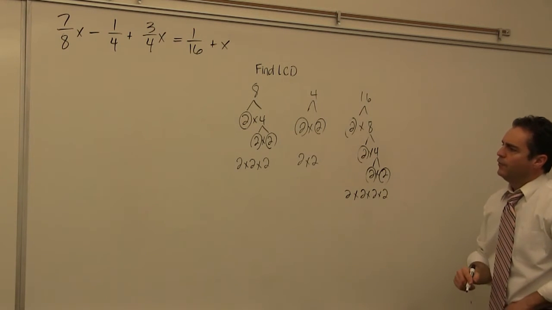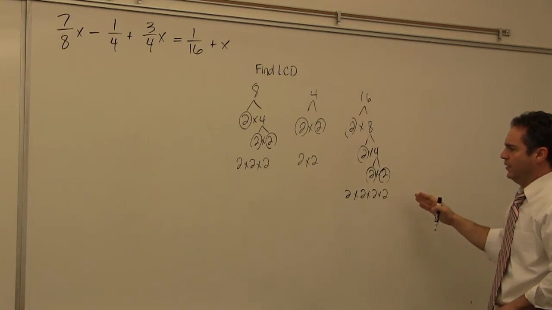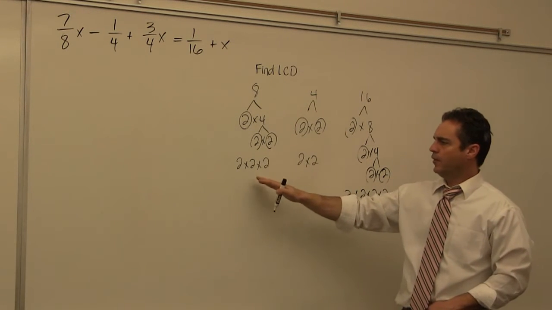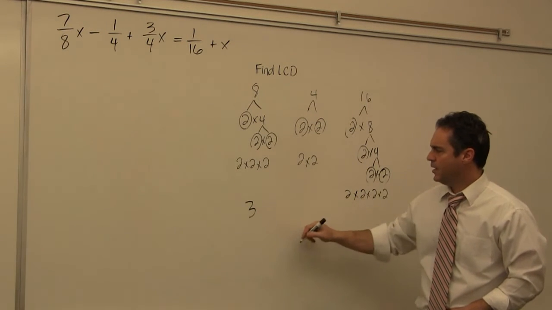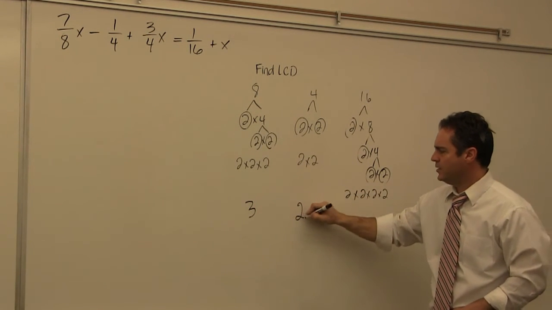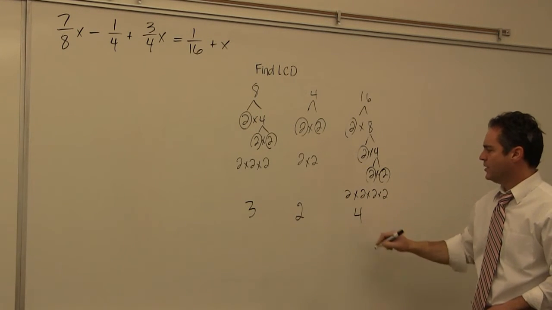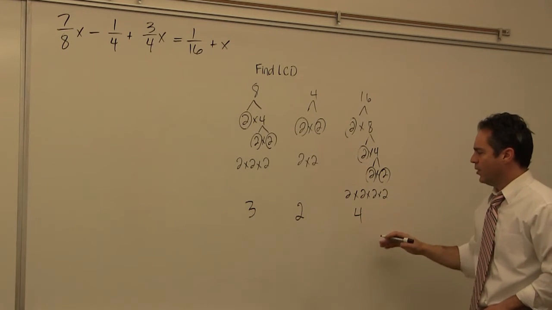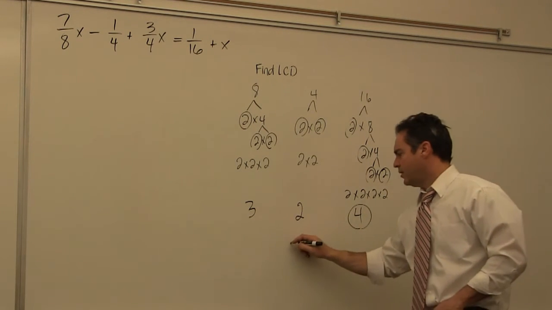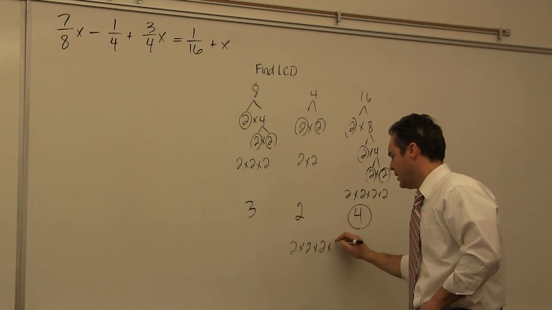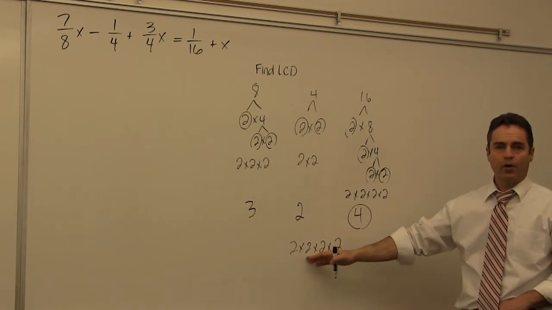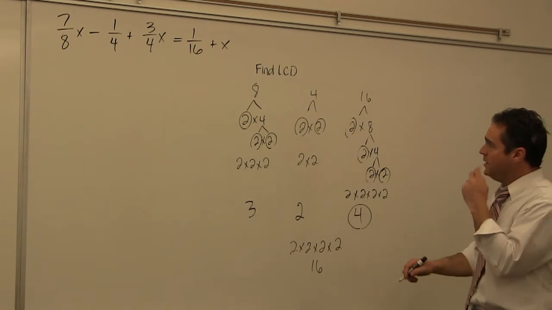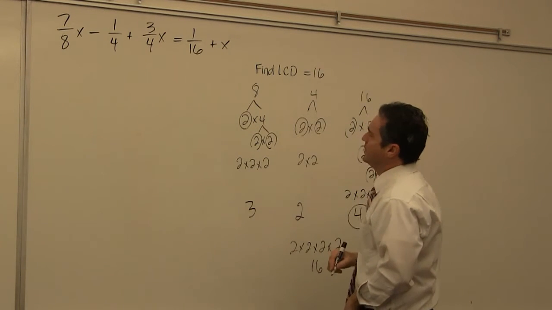All right. So our only factor that appears in all three of these numbers is 2. 2 appears here how many times? That's right, 3 times. 2 appears here how many times? Good, twice. And 2 appears here how many times? 4 times. And so we learned a while ago that we count the greatest number. And so 4 is the winner. So we'll take 2 times 2 times 2 times 2 and multiply it out. 2 times 2 is 4. 4 times 2 is 8. 8 times 2 is 16. So our least common denominator is 16.